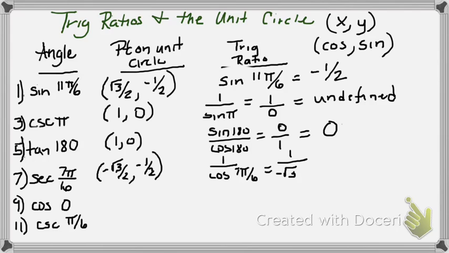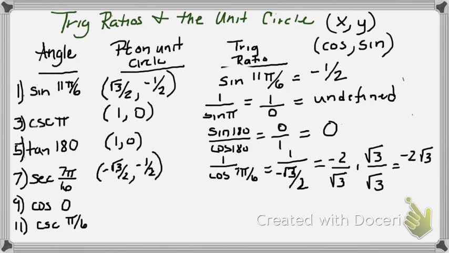Now, when we have this whole number divided by a fraction, when I multiply by the reciprocal, we actually have negative 2 divided by the square root of 3. We never leave a radical in the denominator. We have to rationalize it by multiplying by the square root of 3, both top and bottom. So this becomes negative 2 square root of 3 divided by 3.